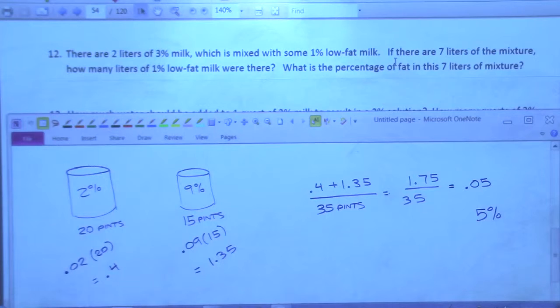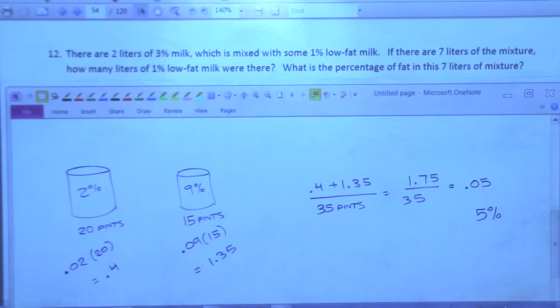That's a tough one right there. Yeah, this one's good. There are 2 liters of 3% milk, which is mixed with some 1% low-fat milk. If there are 7 liters of the mixture, how many liters of 1% low-fat milk were there to begin with? What is the percentage of fat in this 7-liter mixture? Whoa, what?